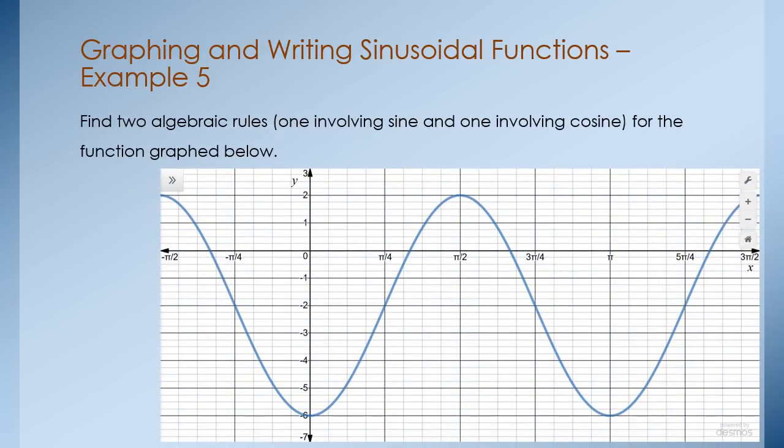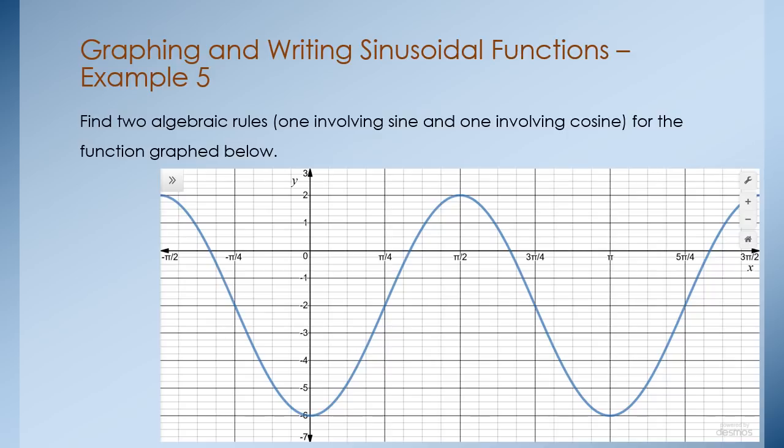Now that you've had the opportunity to look at functions and try to graph them without a graphing device, let's do the reverse. Now you have a graph and you're being asked to find 2 algebraic rules, one involving sine and one involving cosine, for the function that's graphed below. The nice thing about this is that the technique we're going to use is exactly the same technique that we used on the previous slides.